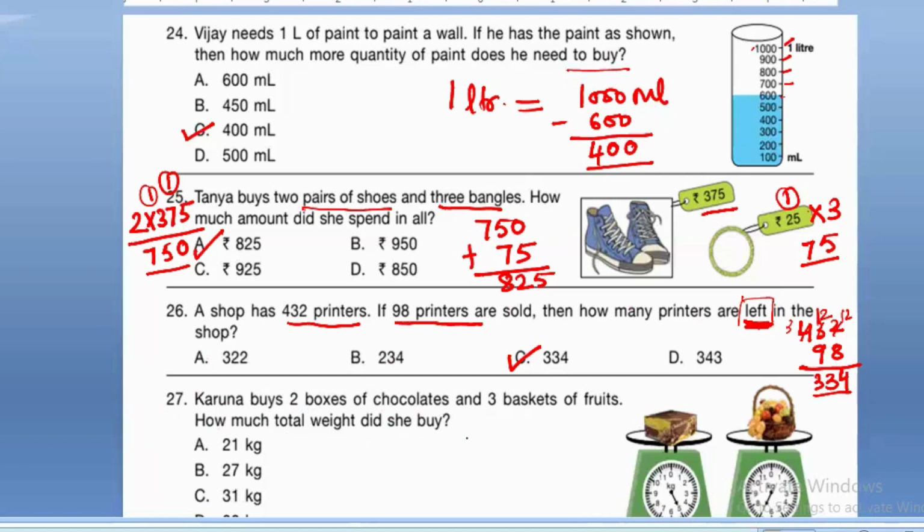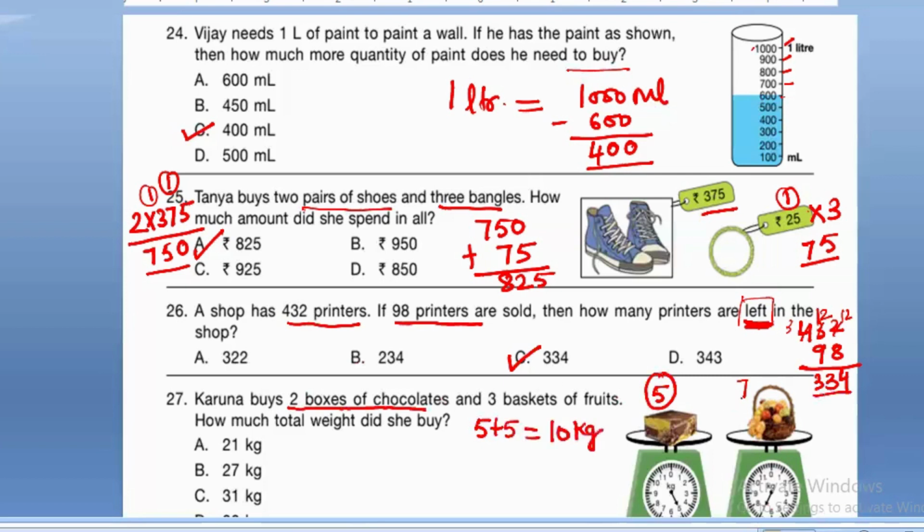Then how much total weight did she buy? Okay, so you can see over here the weight of chocolates, one packet of chocolate is 5 kg. Okay, and the weight of one basket of fruits is 7 kg. And in the question it is saying that she buys 2 boxes of chocolates. If one box weighs 5, what will be the weight of 2 boxes? So the weight of 2 boxes will be 10 kgs.